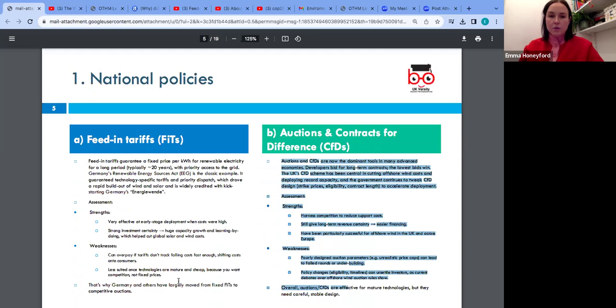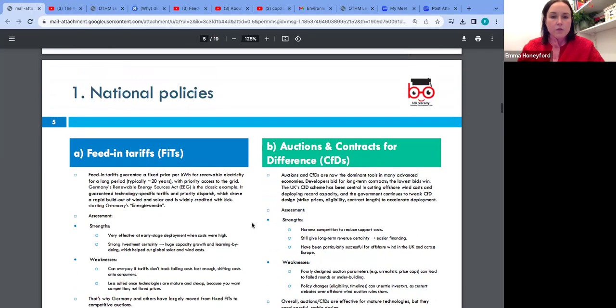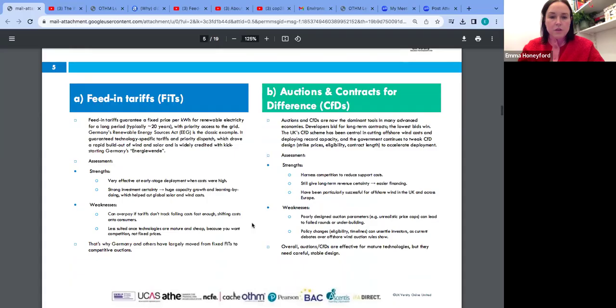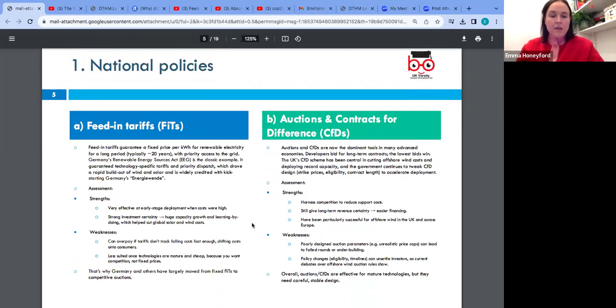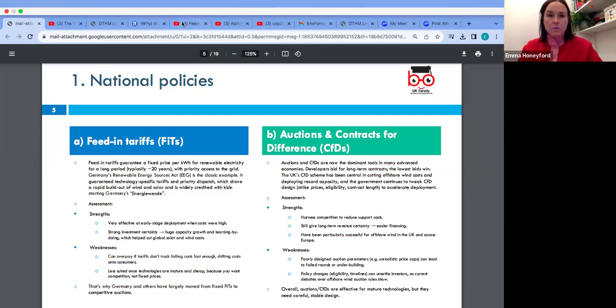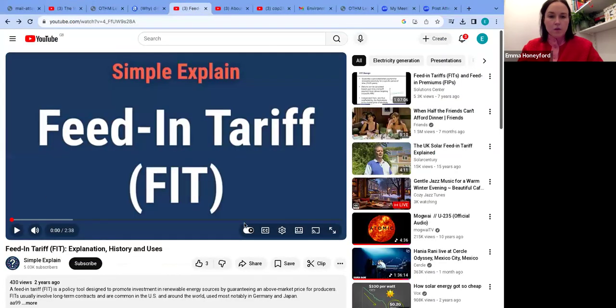Okay, so here we've got different ways that different governments have addressed, sorry, something's just disappeared. Okay, yeah, so there's several ways in which governments have used policy to drive renewable energy security. So some countries have looked at using feed-in tariffs. I'm going to show you a short video now. There we go. Zoom out.